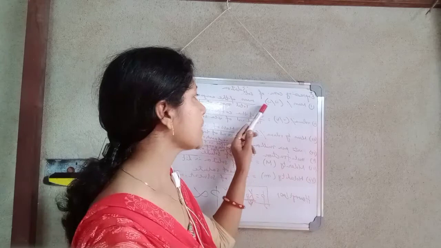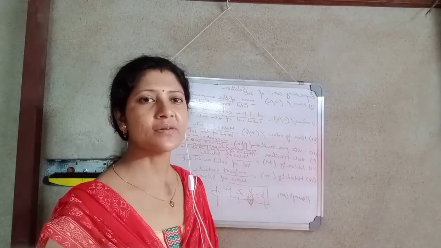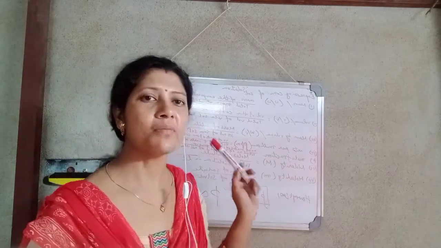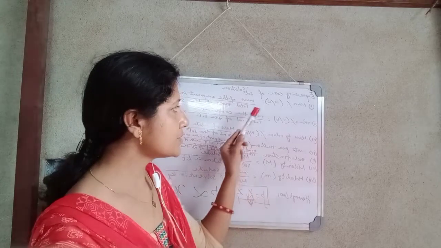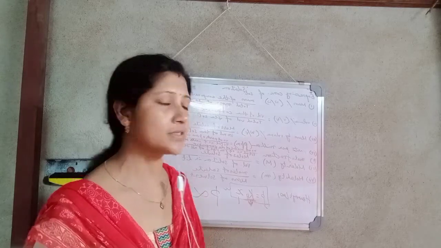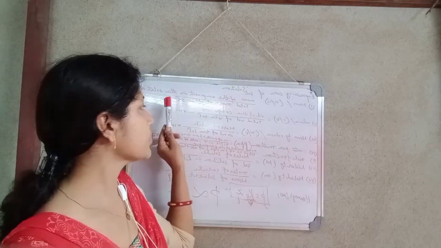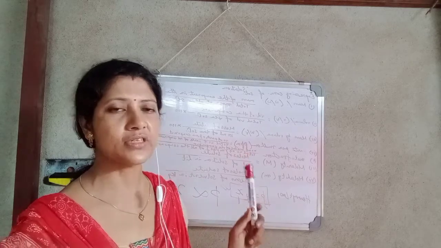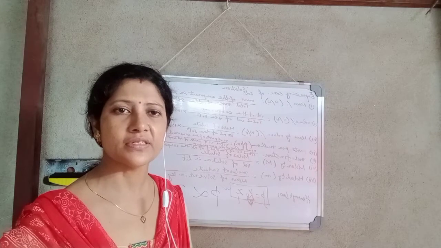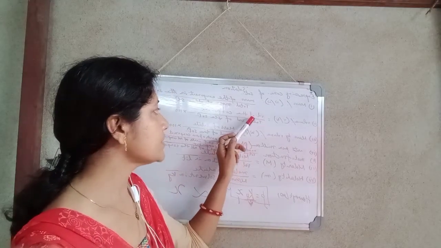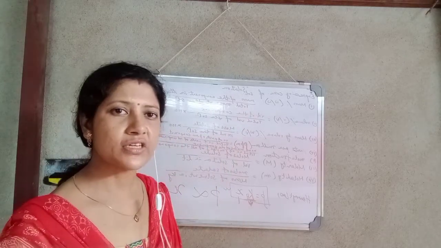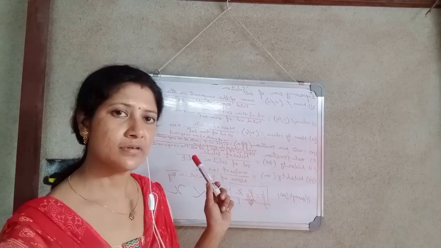Okay, mass percentage is expressed by W by W. That means mass of the component in the solution by total mass of the solution. As this is expressed as a percentage, we have to multiply it by 100. So the expression is mass of the component in the solution by total mass of the solution into 100. And volume percentage is expressed by V by V, and it is volume of the component by total volume of the solution into 100, right?